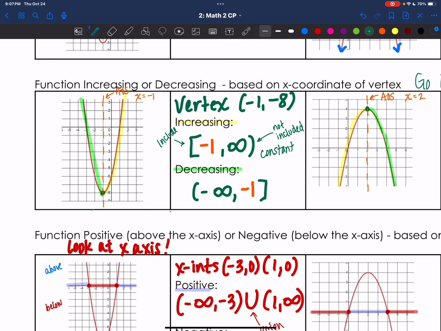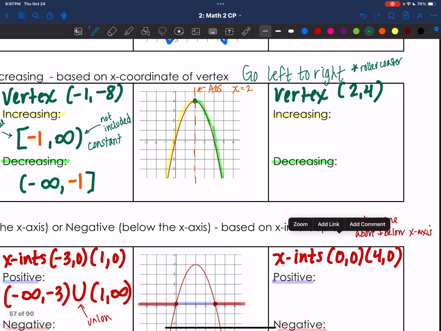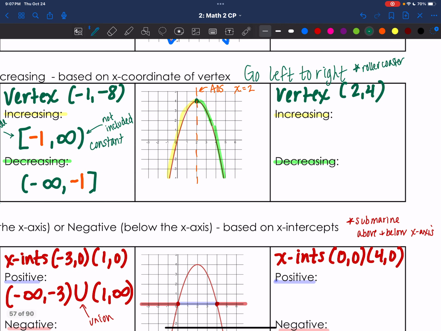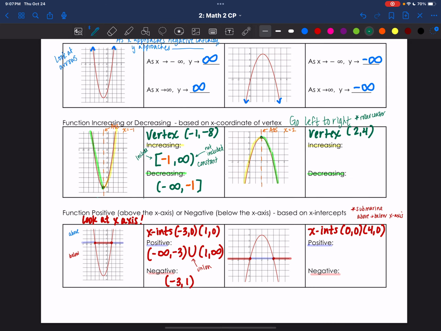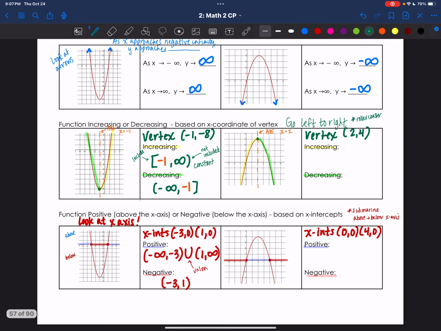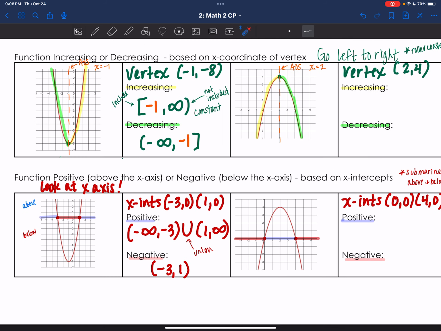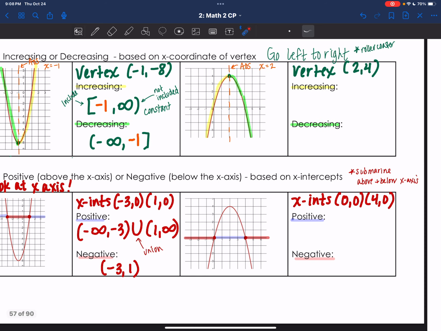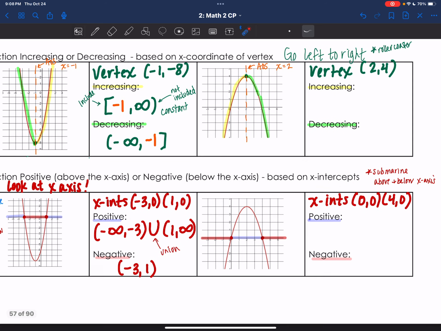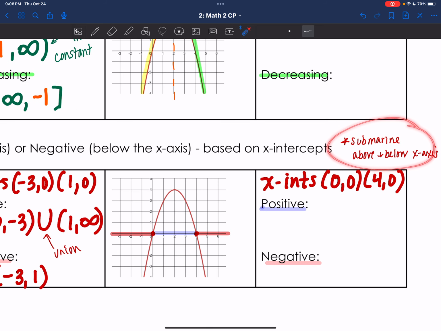All right, so go ahead. I want you to try this, and you're looking at your axis of symmetry as kind of like your midway point. All right. So finish that one. All right, and then for this part, it says the function is positive, which means it's above the x-axis, or negative, which means below based on the x-intercepts.